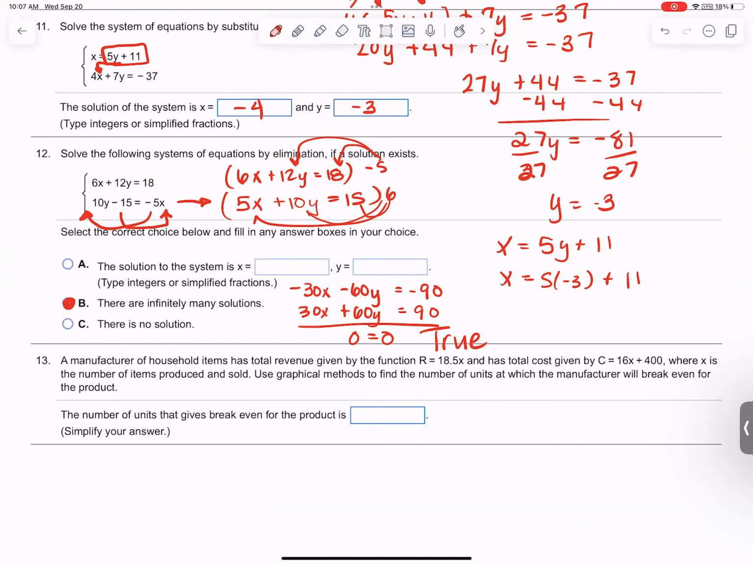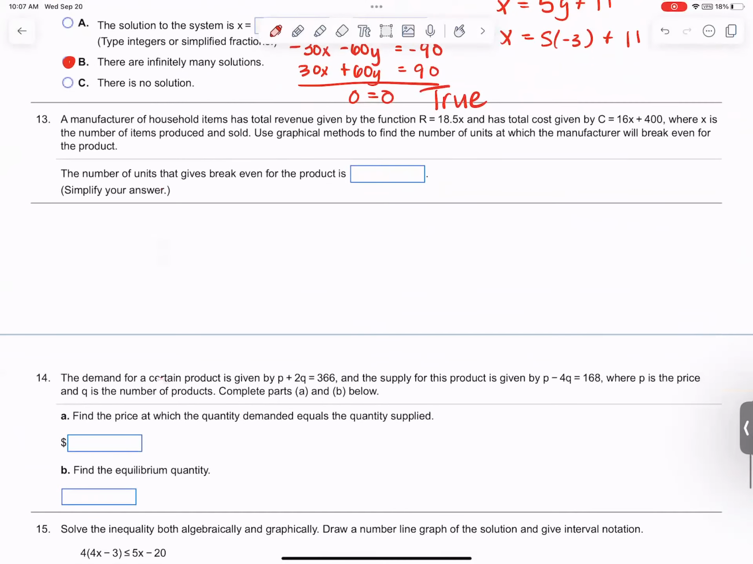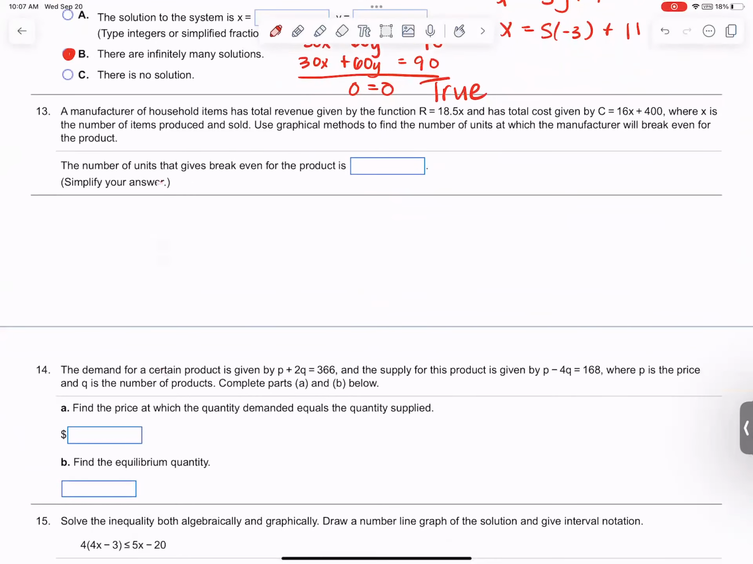A manufacturer of household items has total revenue given by the function R equals 18.5x and has total cost given by C equals 16x plus 400, where x is the number of items produced and sold. Use graphical methods. Yeah, it's too much work. That will do it. Use graphical methods to find the number of units at which the manufacturer will break even. It breaks even when R equals C.